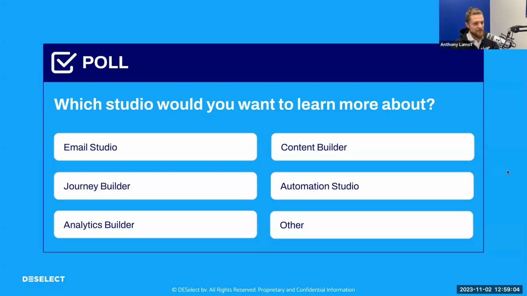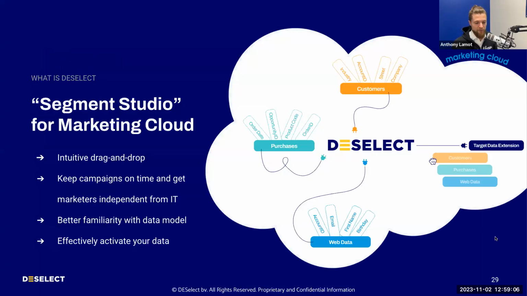I'm going to skip this last poll, but I will mention one other thing, and that's also because someone asked a question in the chat, and that is Segment Studio for Marketing Cloud, aka Deselect Segment. In Marketing Cloud, you can do very advanced segmentation and data manipulation, but it requires SQL. SQL is code. Not everyone gets super excited about that, especially non-technical marketers, like I used to be at some point, right? And so I used to write SQL courses and teach people how to do that. That's what I did in my past consulting life, but it wasn't always ideal.